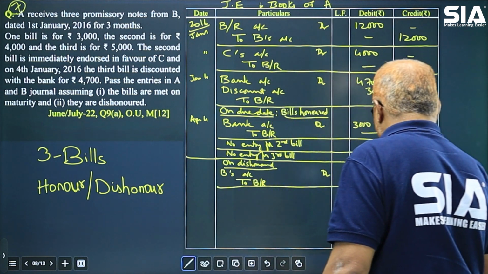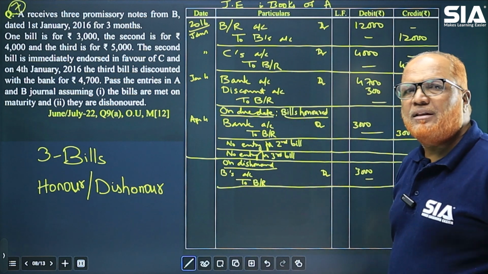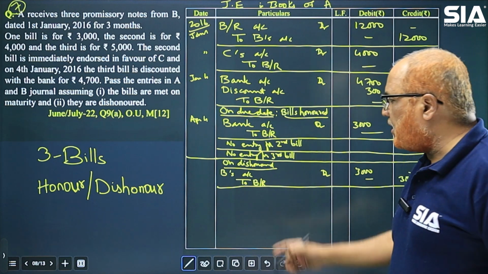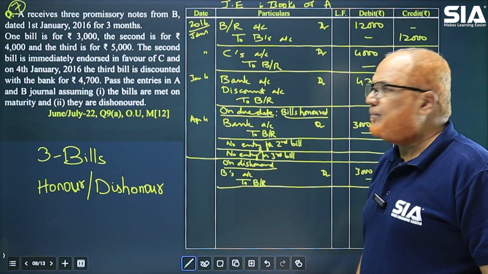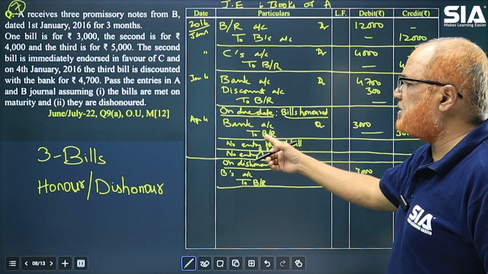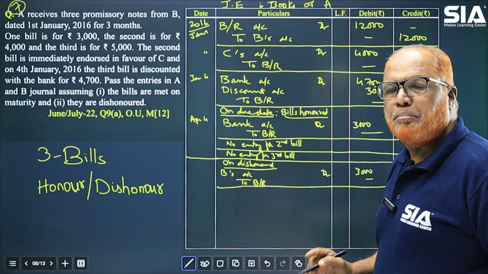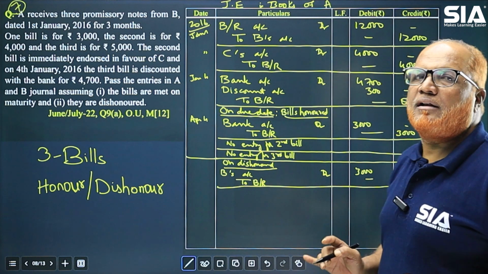Now see here. Narration: being the first bill dishonored. If the bill was honored, bank account debtor to bills receivable. Here we have written bank account debtor to bills receivable. Now the bill is dishonored. B's account debtor to bills receivable. Being the bill dishonored.